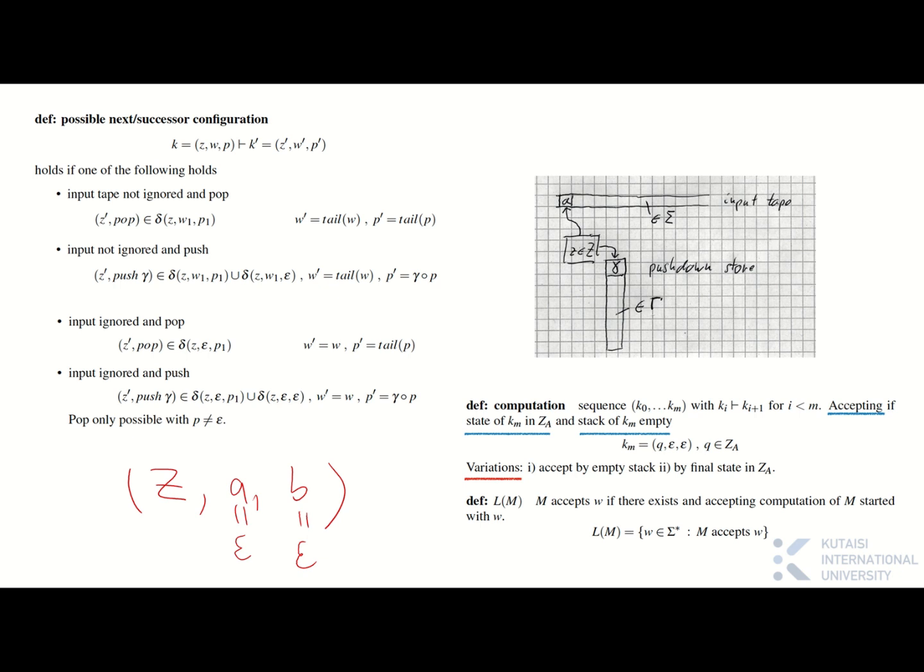And this is in your homework. You have to prove that if you have a machine like this, you can transform it to a machine like that, and so on.